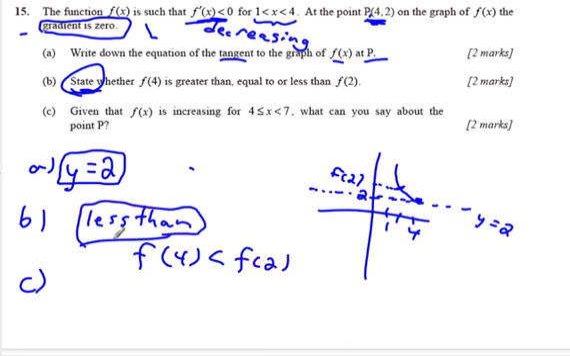And then in part C, given that the function is increasing from 4 to 7, so now our function is going to increase from 4 to 7. Beautiful sketch here. What can you say about the point P? Okay, so it looks like from our graph we've got a minimum.